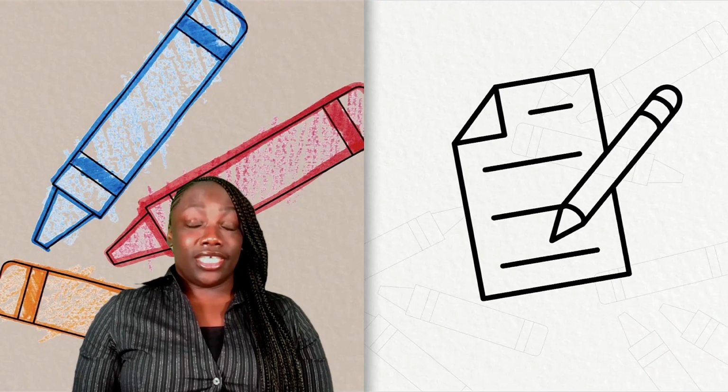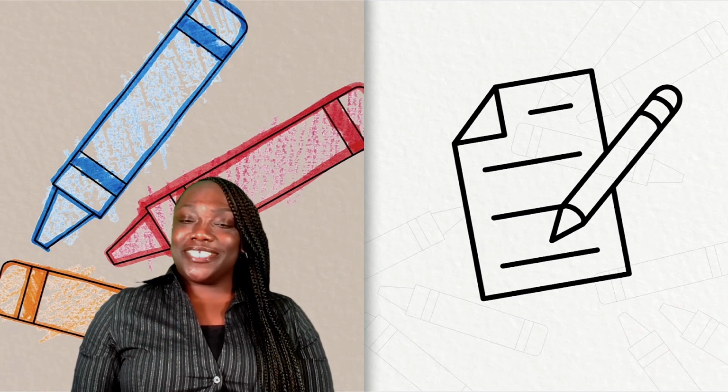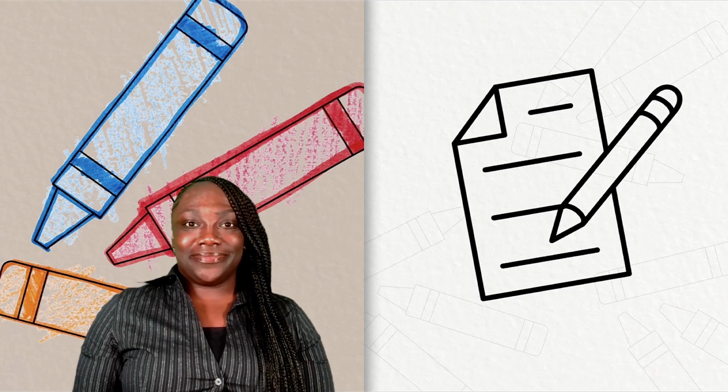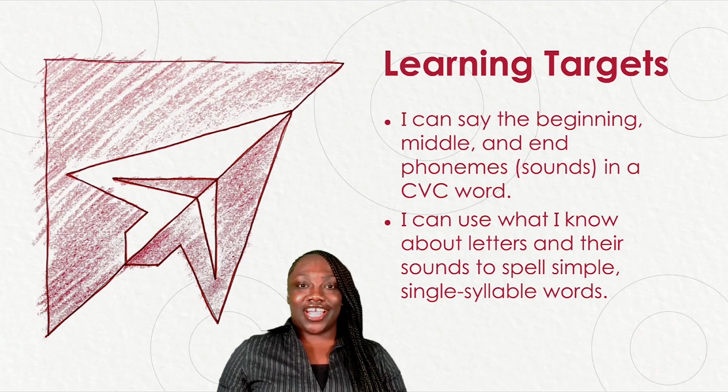Materials. The only materials you will need for today's lesson is a piece of paper and pencil. We have two learning targets for today's lesson. The first learning target says, I can say the beginning, middle, and end phonemes in a CVC word. The second learning target says, I can use what I know about letters and their sounds to spell simple single-syllable words.